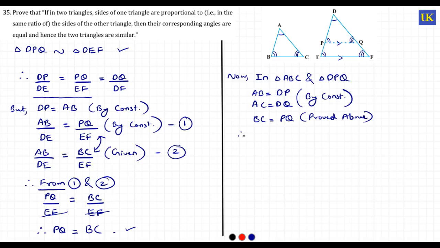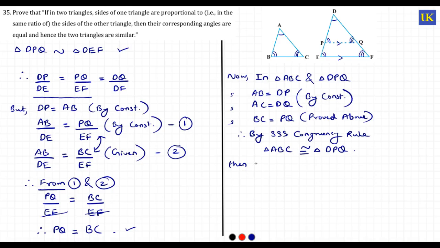So therefore, by the SSS congruency rule or criteria, we can say that triangle ABC is congruent to triangle DPQ. Because these are all the sides, right? So this is also a side, this is also a side, this is also a side. So side, side, side congruency rule. So both these triangles are congruent.